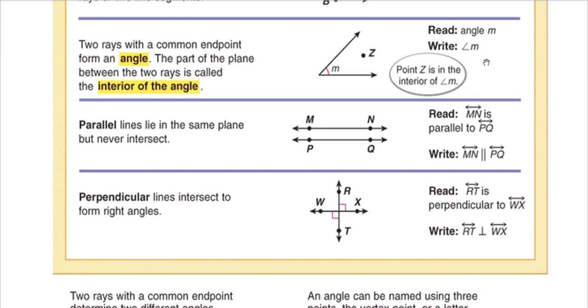in the symbol of an angle with an M，用了一个像角的一个符号，用了一个这个 sign，OK，or sign of an M. As here, we can also say point Z is in the interior of M. And then we have a new idea. What is parallel lines? Parallel lines. Parallel lines lie in the same plane but never intersect.